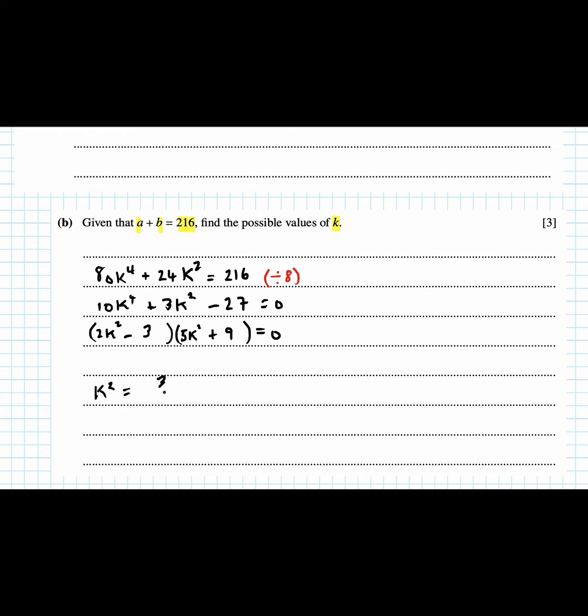So k squared is equal to plus 3 over 2 or minus 9 over 5. So we have our value of 3 over 2, but just make sure that k is equal to root, so plus or minus the root of 3 over 2. And they are the possible values of k.